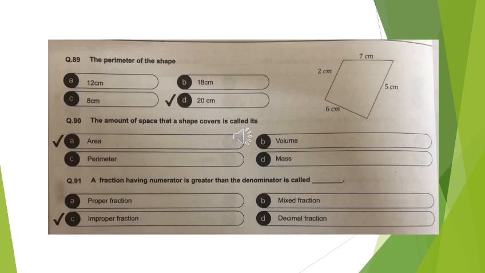First we will find out what these fractions are. A proper fraction is a fraction whose denominator is greater than its numerator. And an improper fraction is a fraction whose denominator is less than its numerator. A mixed fraction is defined as a fraction formed by combining a whole number and a fraction. A decimal fraction is a fraction whose denominator is 10 or a multiple of 10. So the correct option is improper fraction.